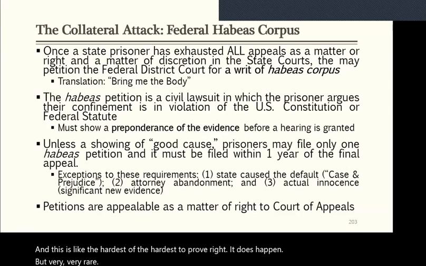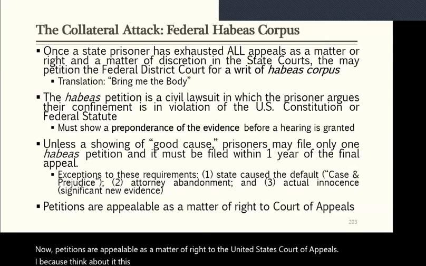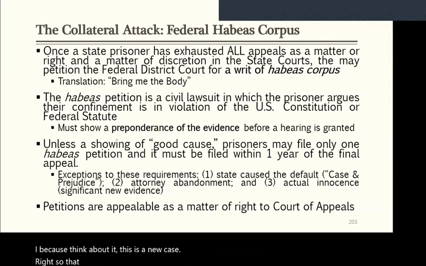Now, petitions are appealable as a matter of right to the United States Court of Appeals, right? Because think about it, this is a new case. It's like you're filing a civil lawsuit and the civil lawsuit doesn't turn out in your favor. You're guaranteed under the US Constitution at least one appeal as a matter of right. So it goes up to the Court of Appeals.